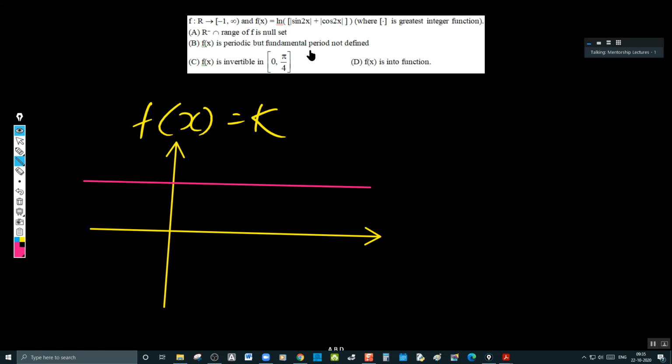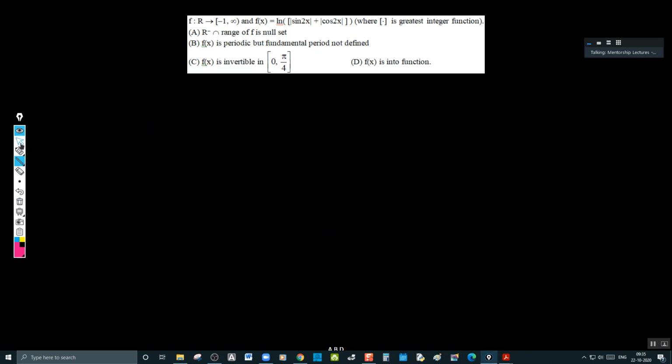So such a thing happens for log of this one. I'll draw the graph and I'll show you the graph of it in the next session. Okay? That's all for the day. We'll be continuing in the next session. So, sir, on the basis of the graph you said that f(x) is periodic, but fundamental period is not defined. Yes, yes.